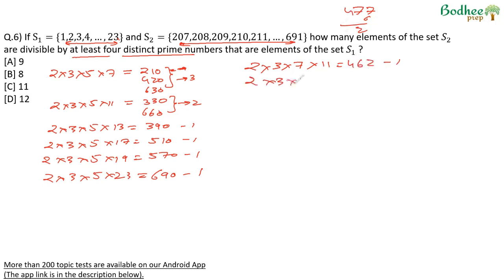2, 3, 7, 13. 13 into 7 is 91. 91 into 6 will be 546. This is also in the range. 2, 3, 7, 17. 17 into 7 is 119. 119 into 6 will cross the range of 690, so not a case.